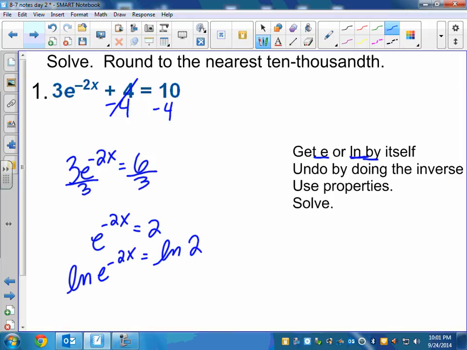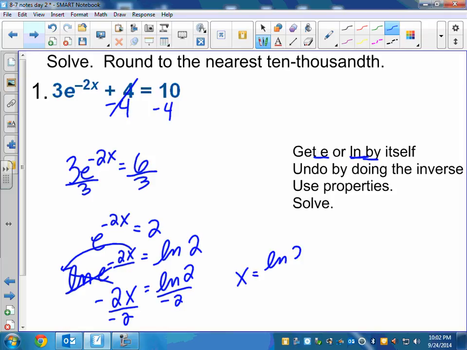And really, why does this work? Well, we could bring this out front using our property. I usually don't. I just say ln of e cancels each other out, and I'm left with negative 2x equals ln of 2. So to get rid of e, we're going to ln both sides. And then to solve that, I'm going to divide by negative 2. And remember, just like before, I want both answers. I want the exact answer, which would be this. And then I want the answer that you would get if you type that in your calculator.